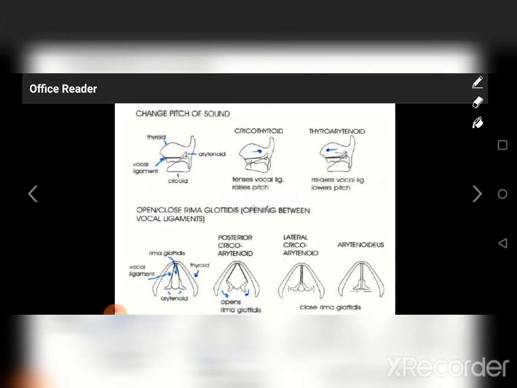So here we can see the changes in the rima glottidis opening and between the vocal ligaments. The posterior cricoarytenoid opens the rima glottidis, as seen in this diagram. The lateral cricoarytenoid muscle closes the rima glottidis, and the arytenoid muscle adducts both parts of the rima glottidis.